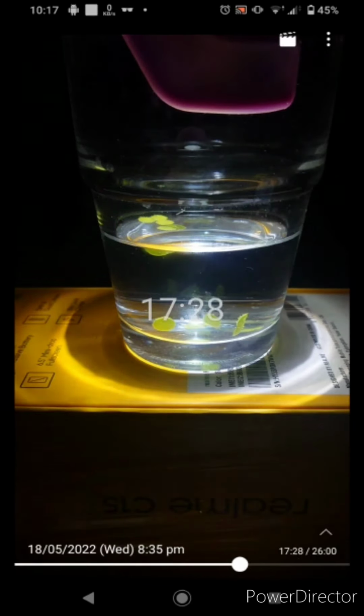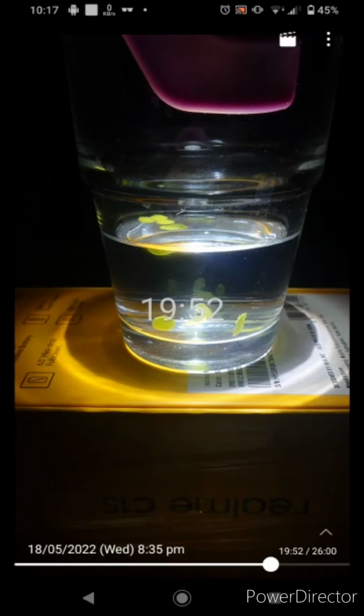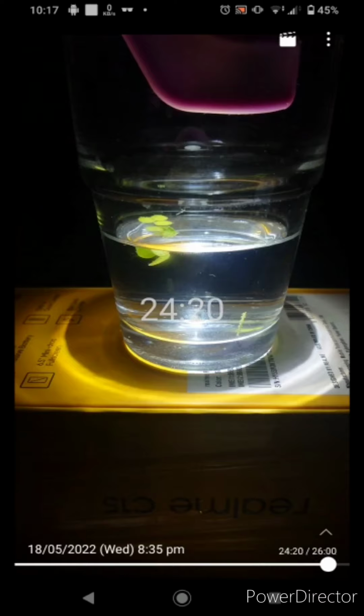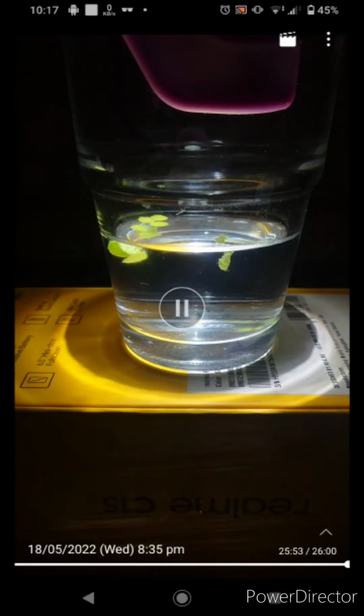I redo the experiment but with a different distance of the torchlight from the beaker, which is 10 cm. I call the first one experiment A and the second one experiment B.